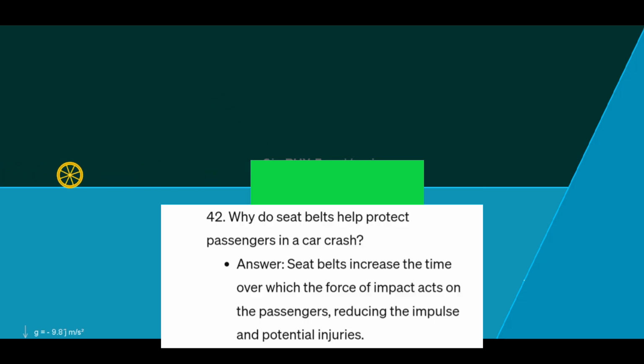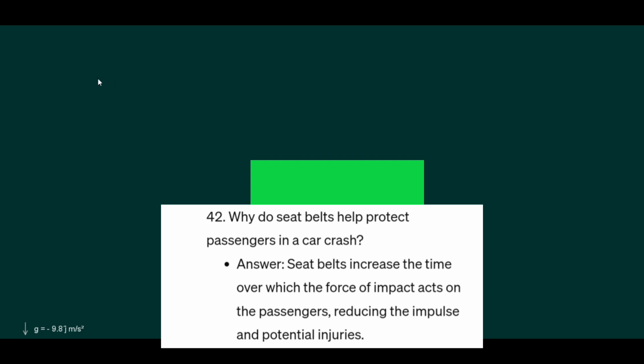Why do seat belts help protect passengers in a car crash? Answer: seat belts increase the time over which the force of impact acts on the passengers, reducing the impulse and potential injuries.